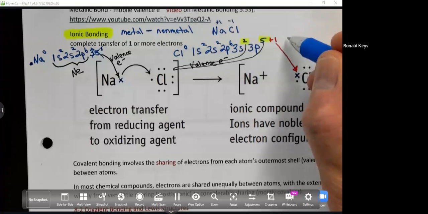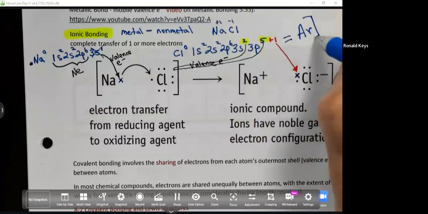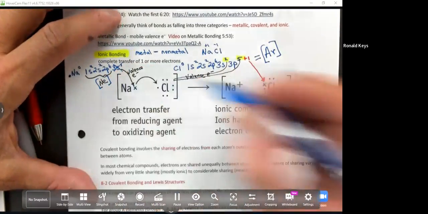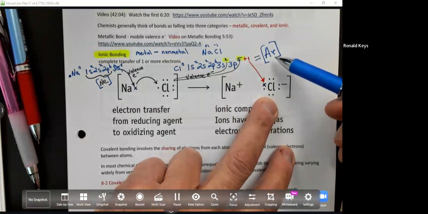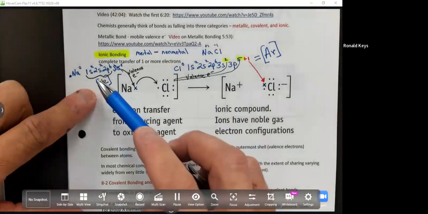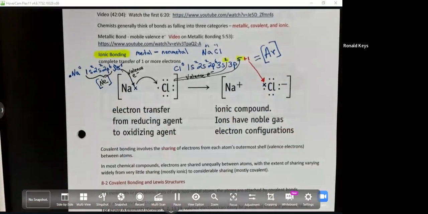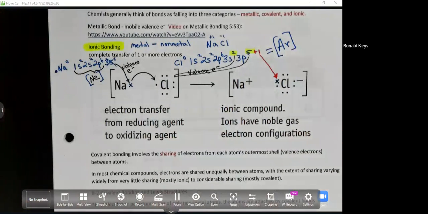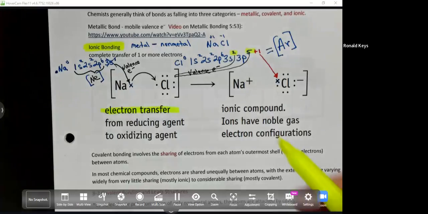Sodium ends up with neon's number of electrons, the same electron configuration, and then chlorine takes on one electron. It has the same configuration as argon. In the end, how many valence electrons for both? S2P6, 8. How many valence electrons over here? S2P6 or 8, right? So there's our ionic bond. So we think of an electron transfer. Then you can make an ionic compound.